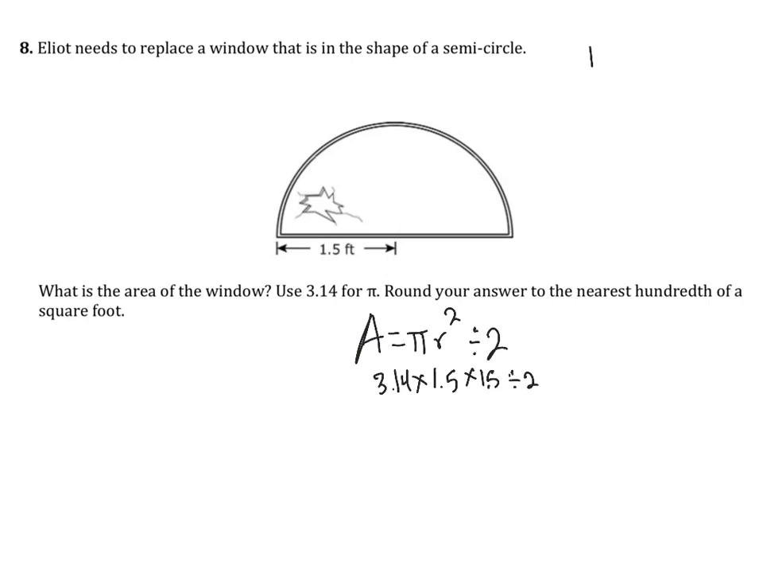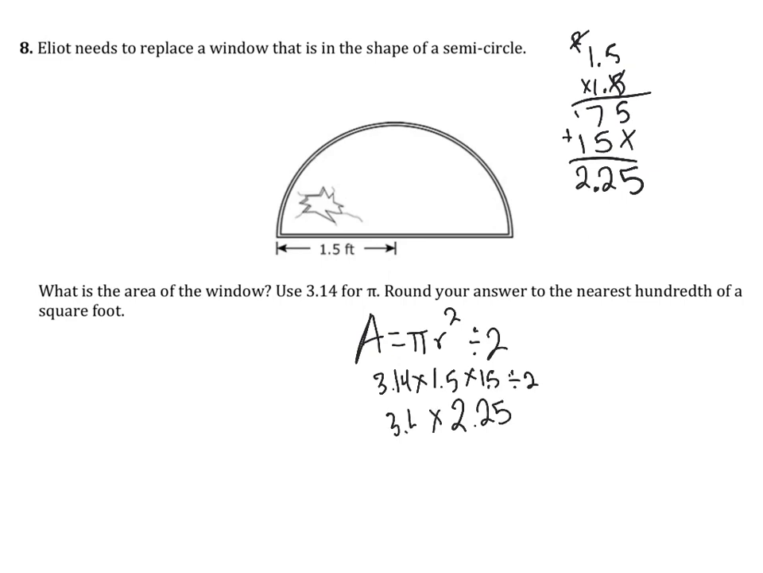So let's do some math up here. 1.5 times 1.5. 5 times 5 is 25. Carry the 2. 5 times 1 is 5, plus 2 is 7. We're done with that. Put an x for place value. 1 times 5 is 5, and 1 times 1 is 1. When we add up, we get 5. We get 12, carry the 1, and 1 is 2. There's 2 decimal places, so we get 2.25. Now we still have to multiply by 3.14, and we have to divide by 2.